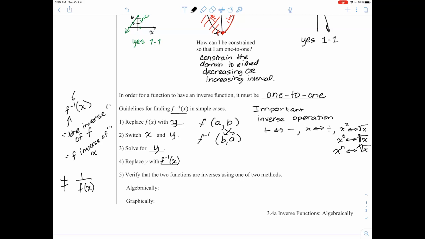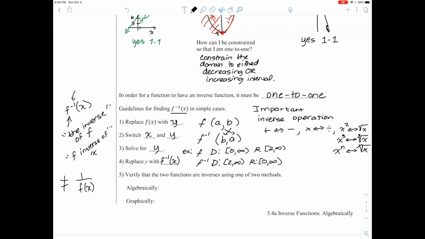Okay, something else to note is that the domains will also switch. So the domain of this function, for example, let's just do an example here. Let's say the original function has a domain of 0 to infinity and a range of 2 to infinity. Then the inverse function, because the x's and y's switch, the domains and ranges also switch. So the domain of the inverse function would be the range of the original function, and the range of the inverse function would be the domain of the original function.